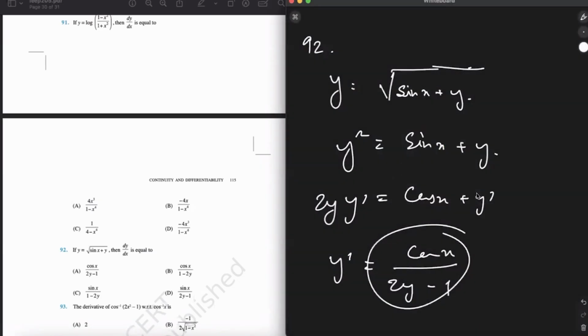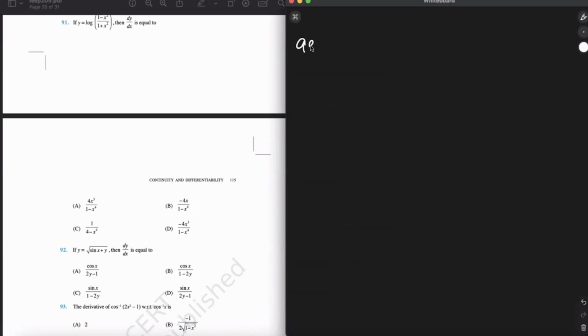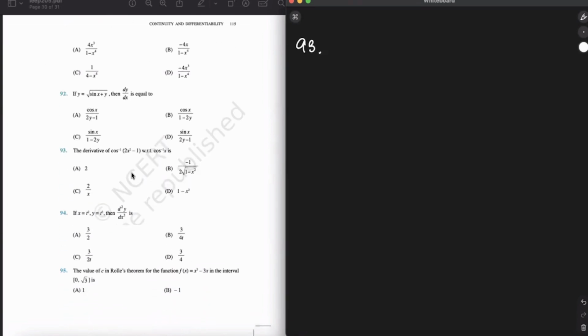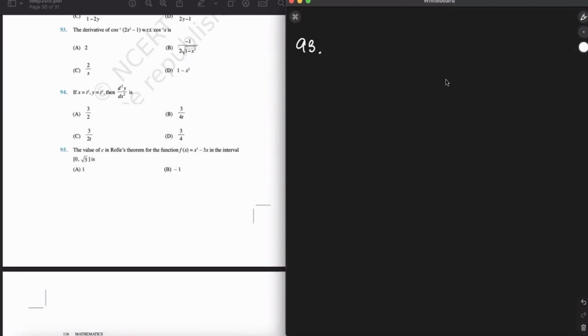Now question 93. The derivative of cos inverse of 2x square minus 1 with respect to cos inverse x is. I taught you how to do these kinds of questions, you can just take the reference from there. You take u equal to cos inverse of 2x square minus 1, first I find du by dx, then I'll take v equal to cos inverse x, find dv by dx, and then I'll find du by dv simply by dividing both of them.